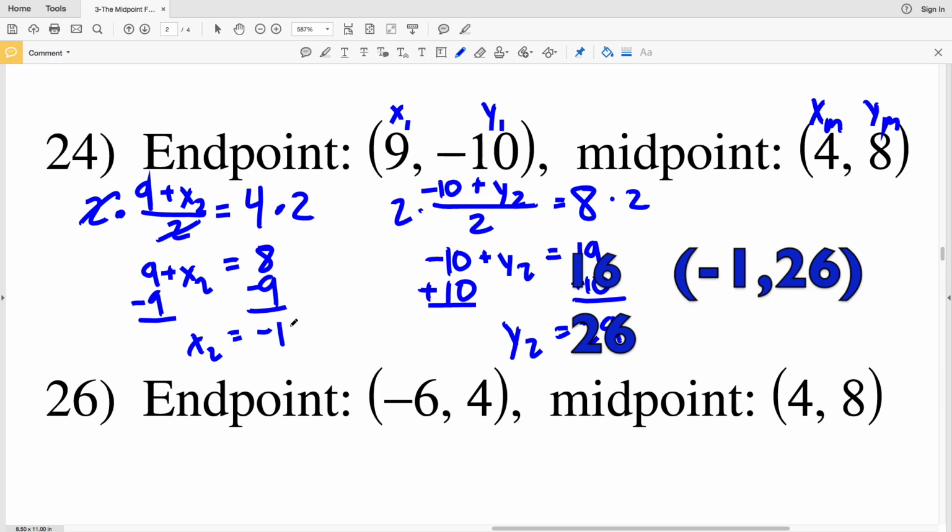So I have my x coordinate and my y coordinate. So my solution in number 24 will be (-1, 26). And if you wish to double check, feel free to plug in x2 and y2 into our midpoint formula and solve to make sure you get (4, 8).